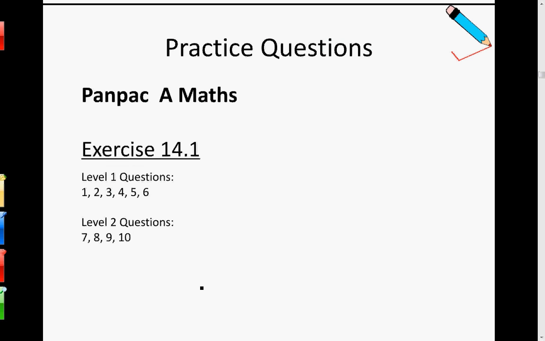Here are some practice questions. If you are using the PenPack A-Maths textbook, you can try the level 1 questions and the level 2 questions. The level 1 questions are very simple, just normal differentiating, while the level 2 questions involve certain applications as well as being not so straightforward.